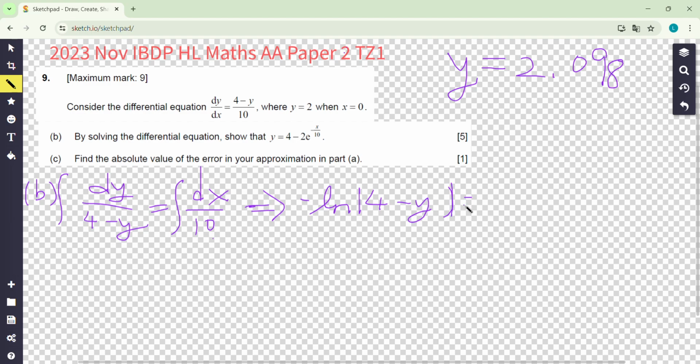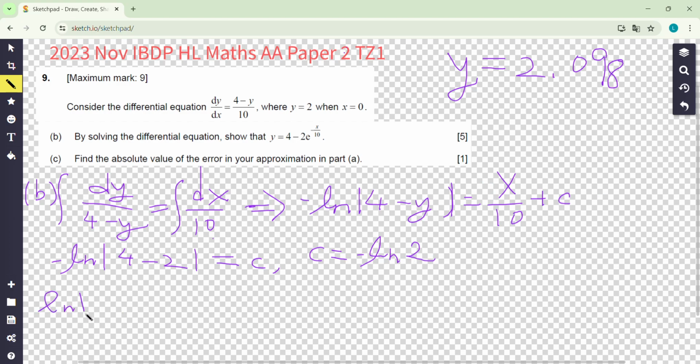equals x over 10 plus c. First tackle the constant c, substitute the number in, so we have a negative natural log 4 minus 2 equals c, so c equals negative natural log 2. Well done. And then substitute it back and then move the negative side to the right hand side.